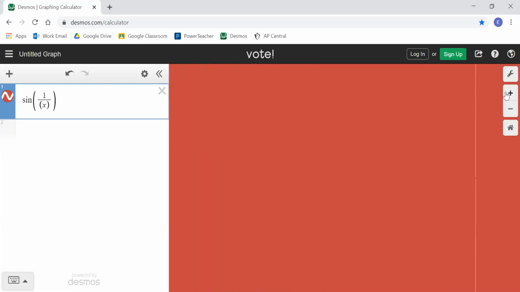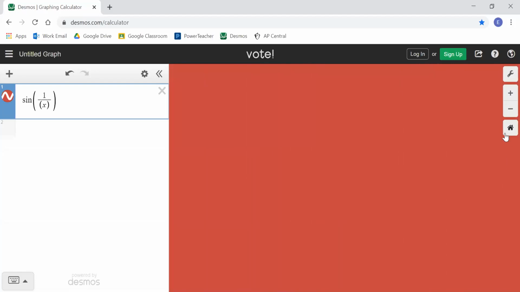Let me zoom in some more. How about now? Maybe go some more. Oh, a little bit more? Okay, I'll go a little bit more. I'm zooming in some more. How about now? Can you tell now? Yeah. Oh, okay. Perfect. What's it approaching? Yeah, that's what I thought.